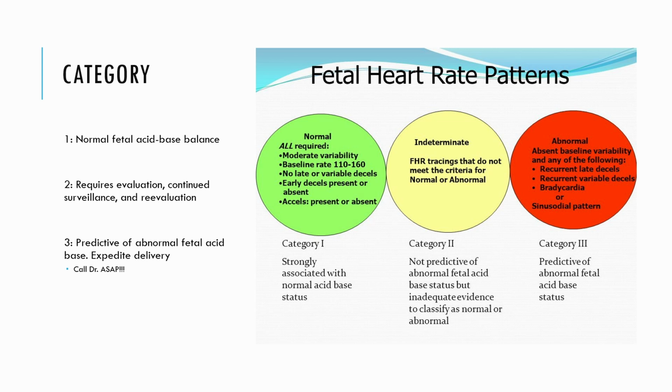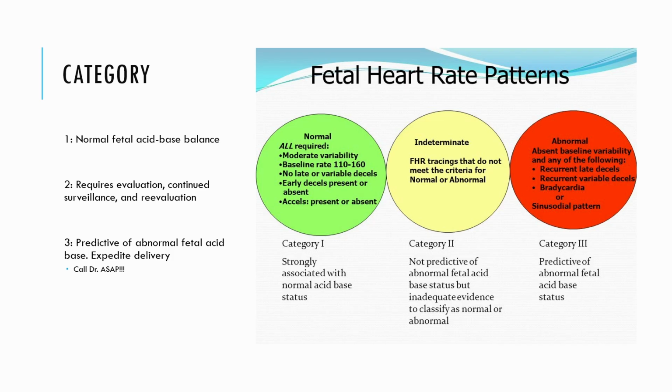You need to have all of the following in order for a category 1 strip. We need to have moderate variability, a normal baseline between 110 to 160, no late decels or variable decels. Earlies you might have, that's fine, because remember, they're okay. And you might have accels, you might not, okay? But if you have a category 1, you have a normal fetal acid-base balance.